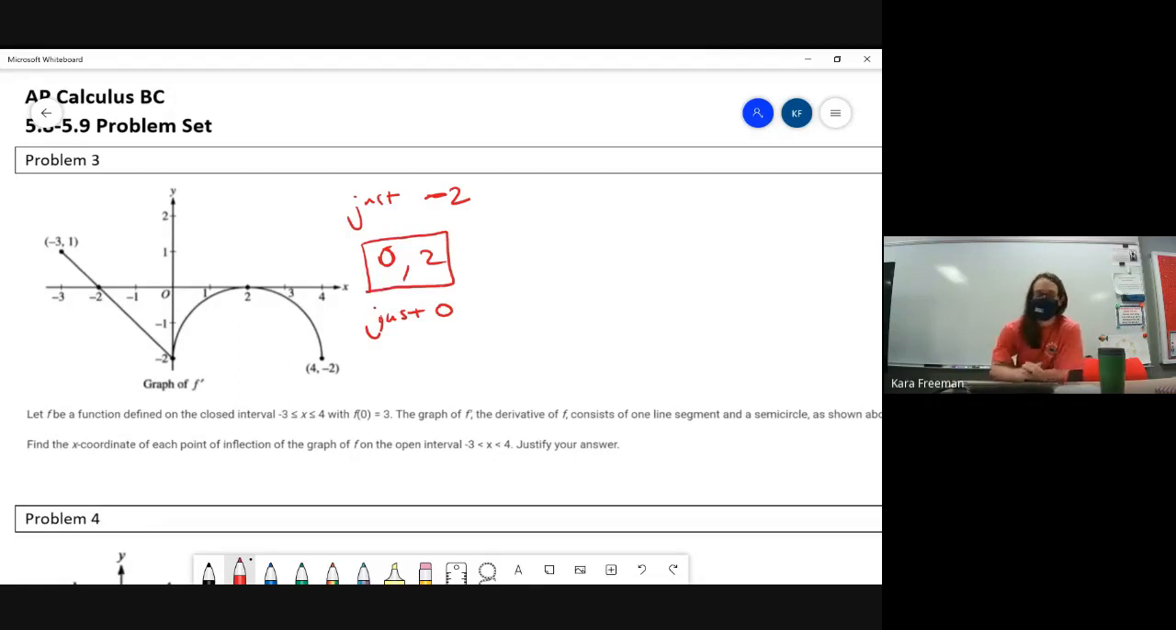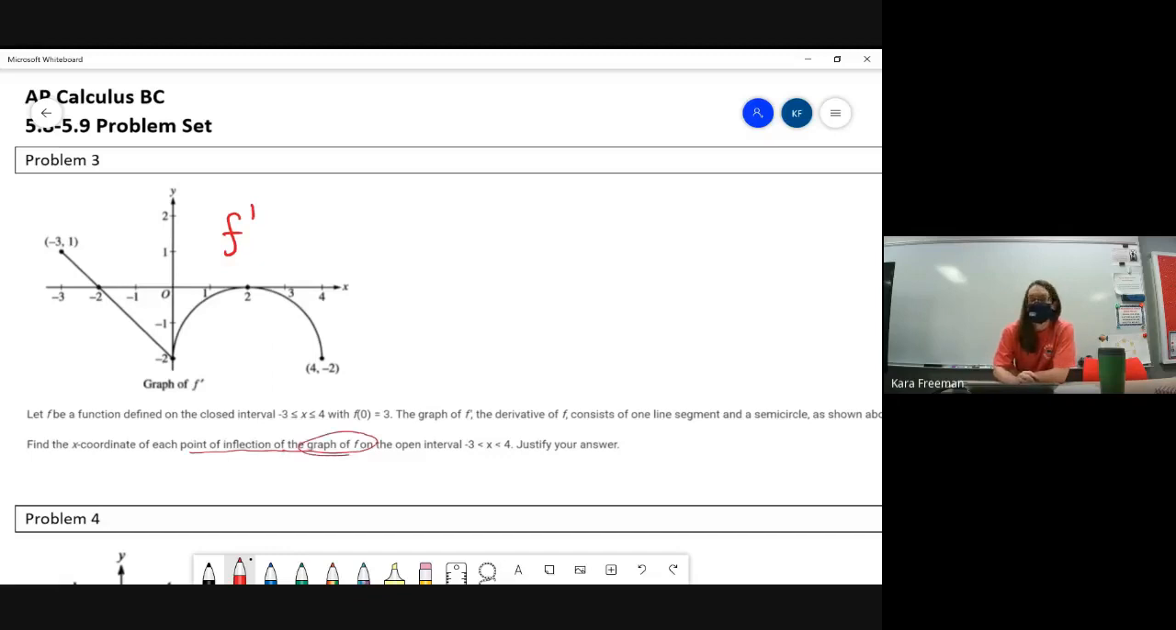I didn't know. Okay. Yeah, let's talk about this. This is tricky. Okay, look, what are you looking at the graph of? F prime. What are you asked about point of inflection for? The graph of f. Now, if we were looking at the graph of f double prime, just -2 would be the correct answer. But we're not given the graph of f double prime. So remember this little chart right here. Okay. What is a point of inflection?